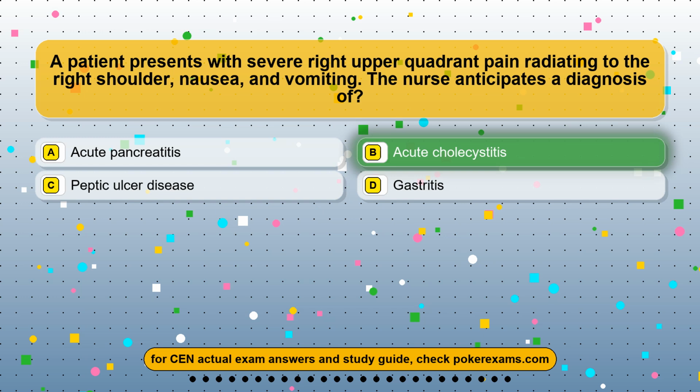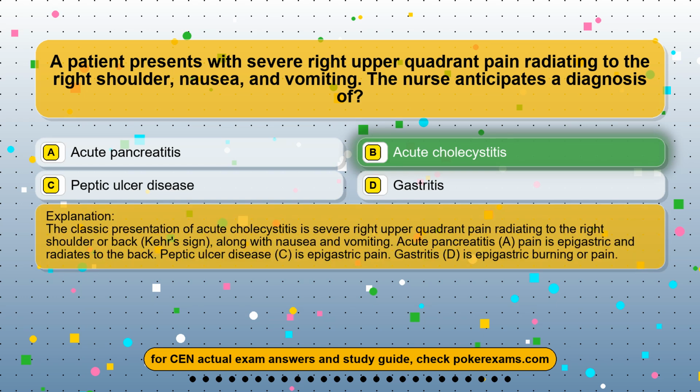The correct answer is option B, acute cholecystitis. The classic presentation of acute cholecystitis is severe right upper quadrant pain radiating to the right shoulder or back, Murphy's sign, along with nausea and vomiting. Acute pancreatitis, A, pain is epigastric and radiates to the back. Peptic ulcer disease, C, is epigastric pain. Gastritis, D, is epigastric burning or pain.